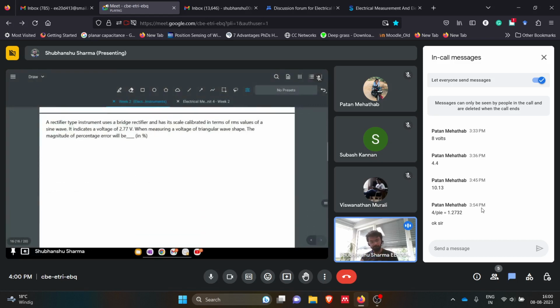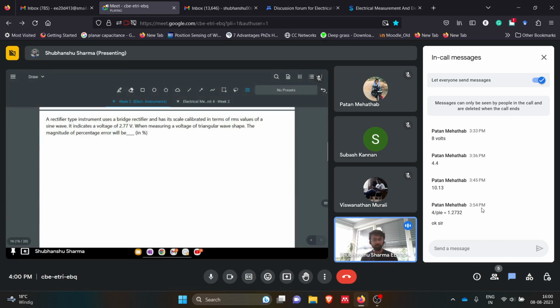Similarly, we will try this question also. Okay, just read the question. They have a rectifier type instrument that uses a bridge rectifier. If they are not mentioning half wave or full wave, just consider that to be a full wave rectifier, and it has its scale calibrated in terms of RMS values of a sine wave.